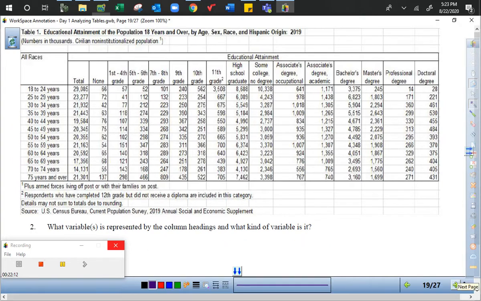Next one, what variable is represented by the column headings? Okay, I'll let you take care of that one. Go ahead, pause the video, write what you think, identify what type of variable it is. Okay, this one actually gives us the name of it. We don't have to figure out what it is. It's educational attainment. And for those of you who don't know, that's just defined as the highest level of education that someone has gotten to.